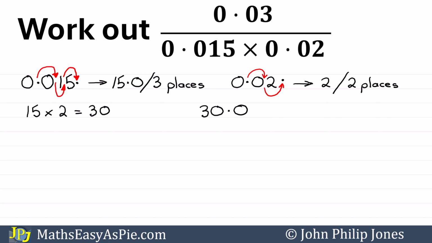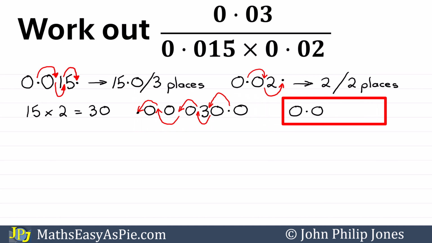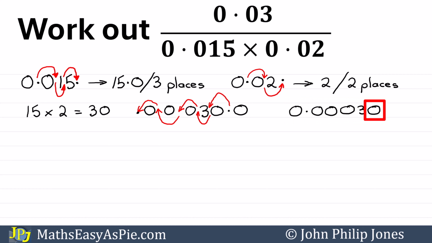30.0, but the trouble is it's far too big, and that's because we moved 3 places and another 2 places, which is 5 places in total. So it means that I have to make the 30.0 a lot smaller, which can be achieved by moving the decimal point 5 places. 1, 2, 3, 4, 5. Consequently, this will equal 0.00030, and of course the 0 in this position has no value, so I can remove that.